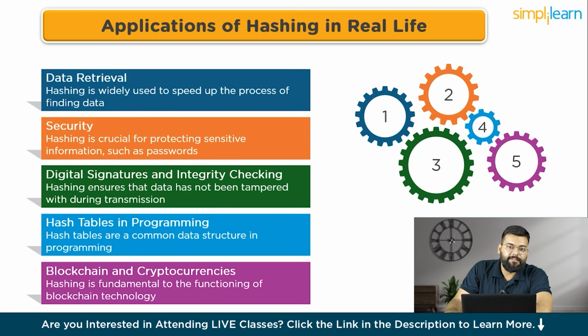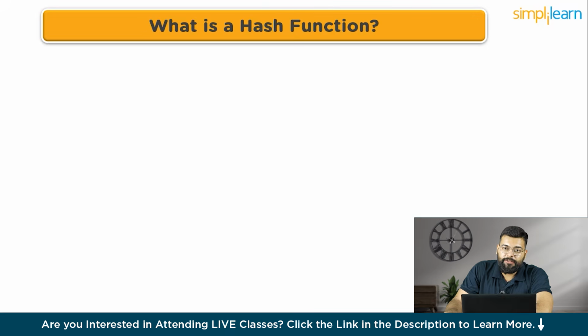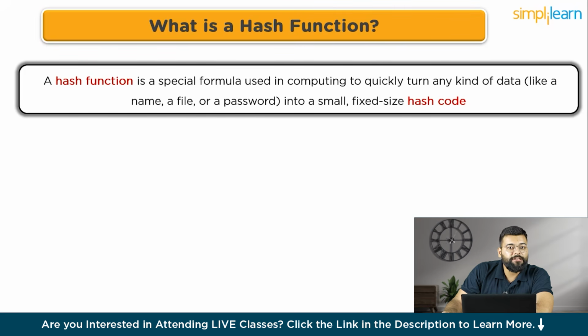Now moving to the basic concepts of hashing, and let's see what is a hash function. A hash function is a special formula used in computing to quickly turn any kind of data like a name, a file, or a password into a small fixed size hash code. This hash code acts like a shortcut.